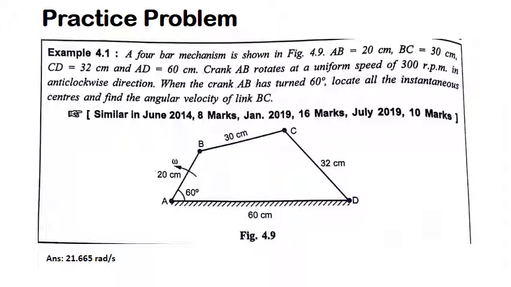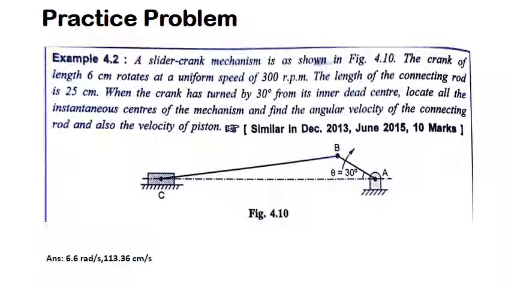So let us take some practice problem. So here is the problem statement. It is a 4-bar mechanism. I have already given the answer also for this one. This is the first practice problem. So solve this and find out the answer, or just check whether the answer is matching or not. This one is a slider crank mechanism. So the answer is also given for you. So try this and find out whether you are getting the same answer or not.